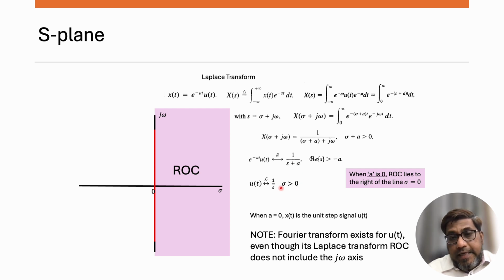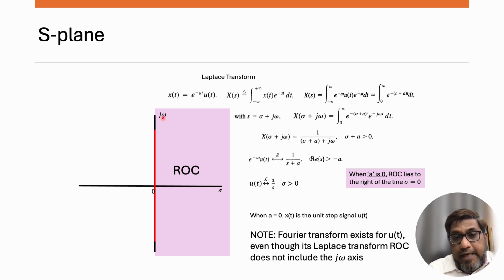Again, what we see is that the boundary line for the region of convergence is the j omega axis itself. So the entire region in the S-plane to the right side of the j omega axis is the region of convergence for the Laplace transform of the unit step function. Now notice here that the region of convergence is sigma greater than 0, not equal to 0. Sigma equal to 0 is when the j omega axis is included in the region of convergence. Here that is not the case. Sigma equal to 0 is not along the region of convergence.